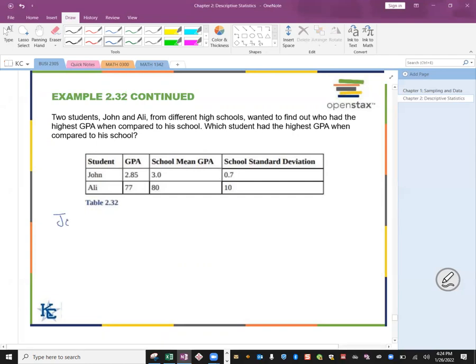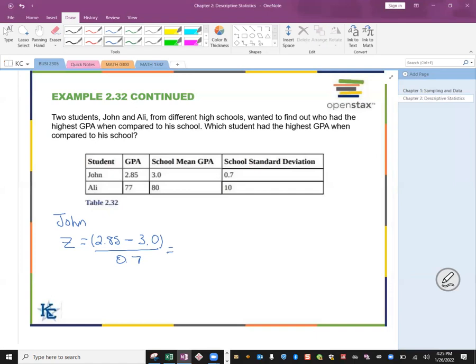So first I'm going to do John's z-score. So you take your data value you're interested in, so that's 2.85, minus the mean for that school, which is 3, over the standard deviation for that school, which is 0.7. And so if you were going to put this directly into a calculator or do it in Excel or whatever, make sure you're using parentheses so that order of operations is done correctly. Because I see students make that mistake quite frequently, actually. So I just want to forewarn you that that is often a mistake I see.